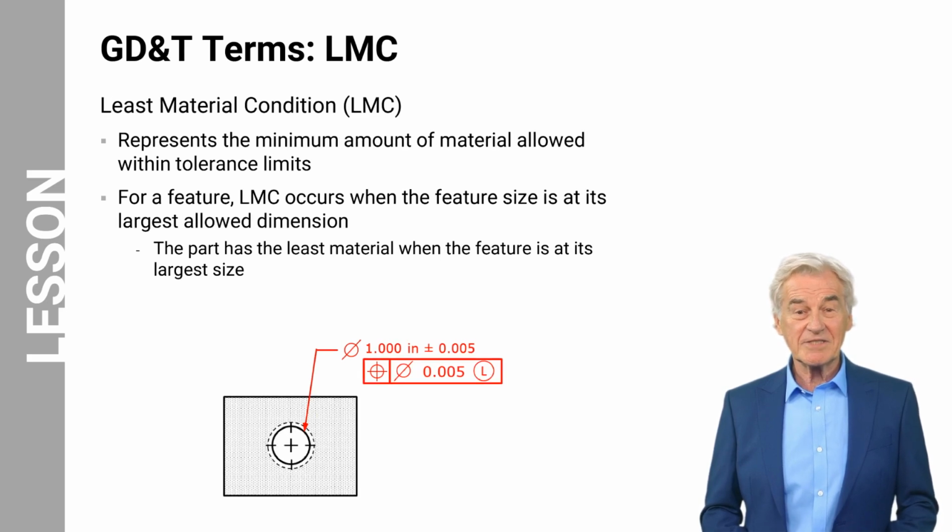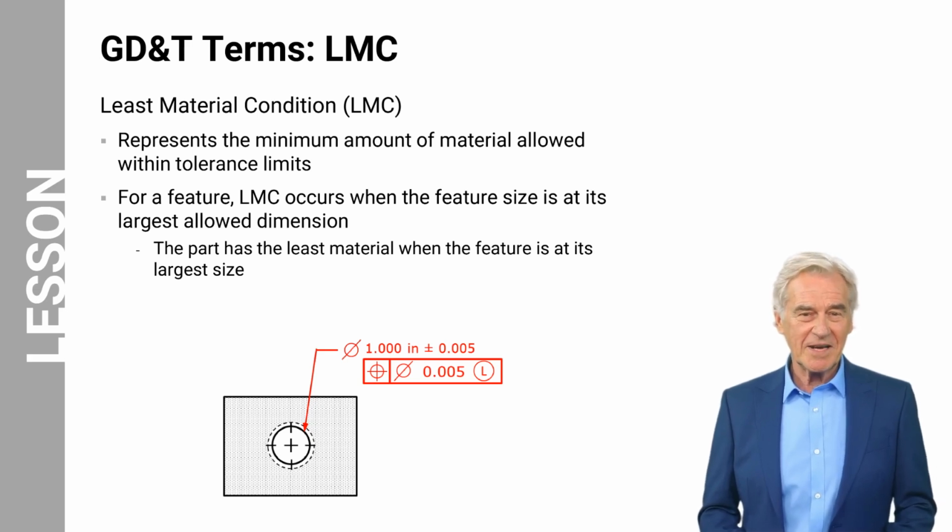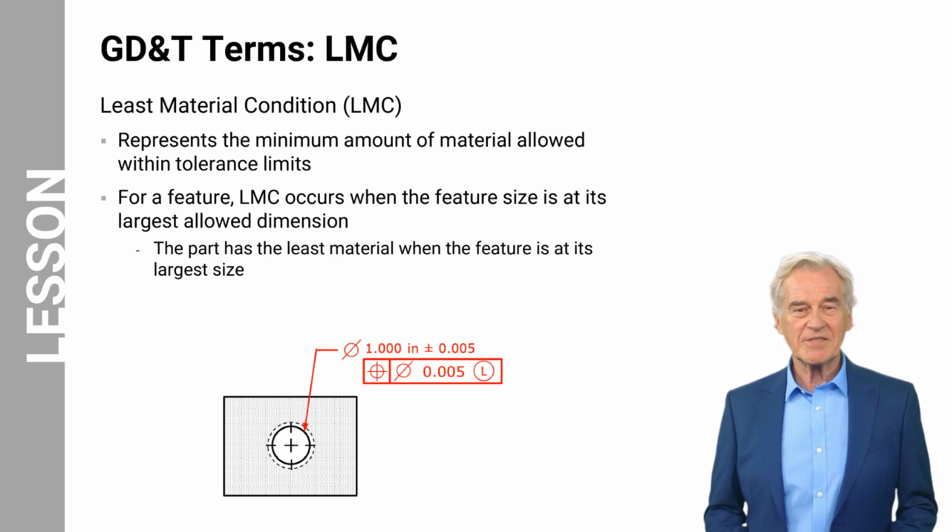The next condition is the least material condition. Consider the same image as in the previous slide. LMC is the least amount of material based on the tolerance limits of size. Again, think of the material as the part material in terms of weight. Therefore, the least amount of material that the part, not the feature, can have will occur when the feature is the largest.